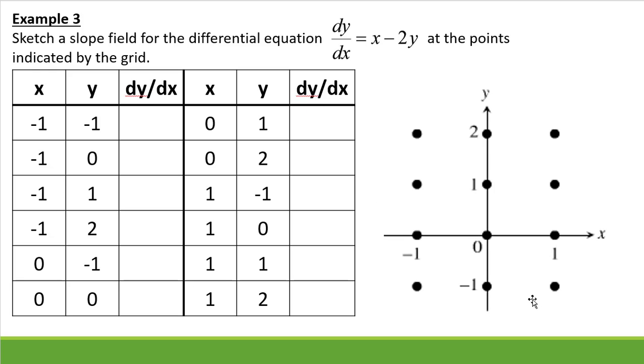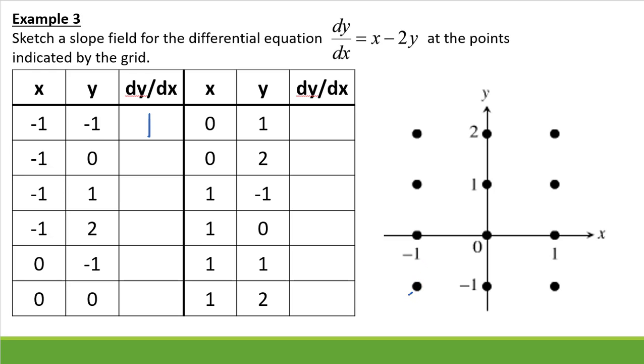So what I do here is, for each one of these points, set up a chart, and you plug in -1 and -1 for x and y, and you get a dy/dx value out. So that's a slope of 1. At the point (-1, -1), you draw a little tangent line, because the tangent line tells you the direction. A slope of 1 looks like about a 45-degree angle.